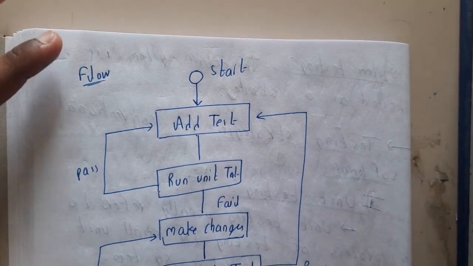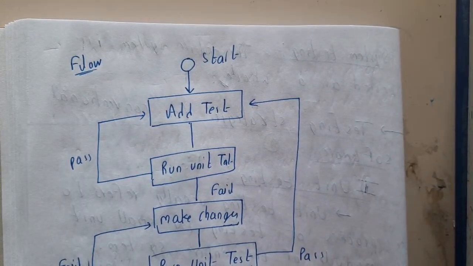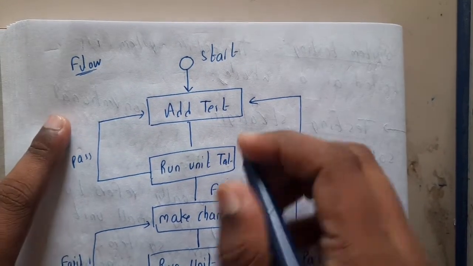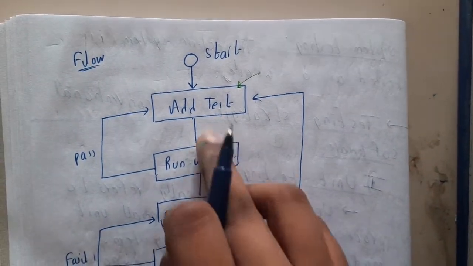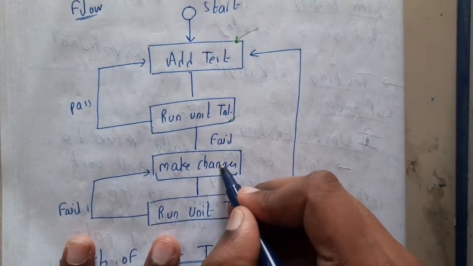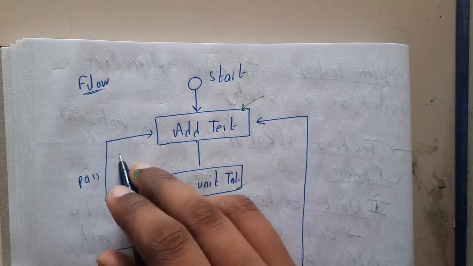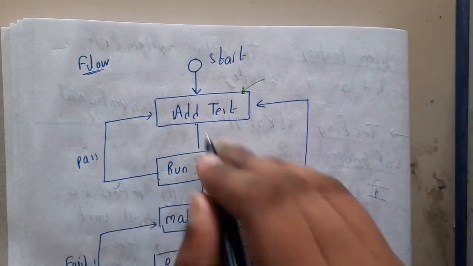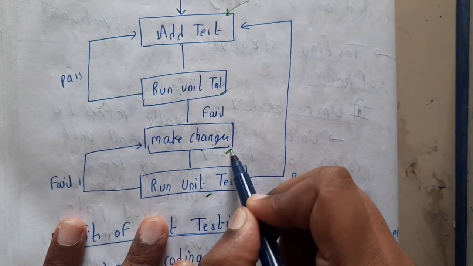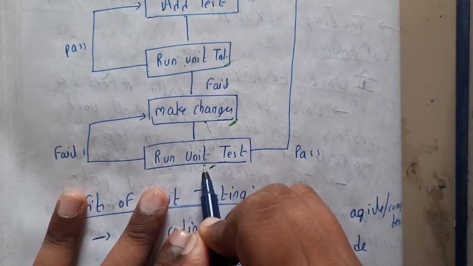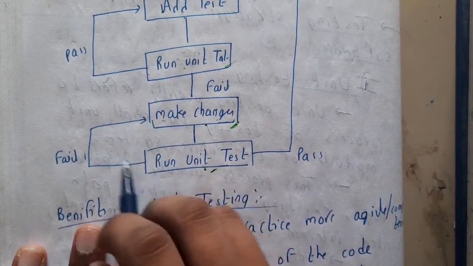If you ask me to draw the flow chart for unit testing, it will be in this way, guys. Initially, before starting the unit testing itself, you will be writing the test cases, guys. You will be adding some test cases. Then you will be running the test cases, and if it fails, you will be making some changes. If it passes, you will be adding one more test case and checking. This loop continues. If it fails, you run the unit test and make changes. If it fails again, you make the change again, and this loop continues.